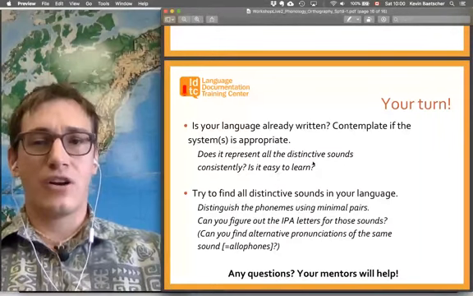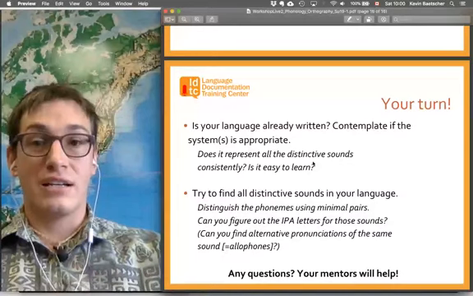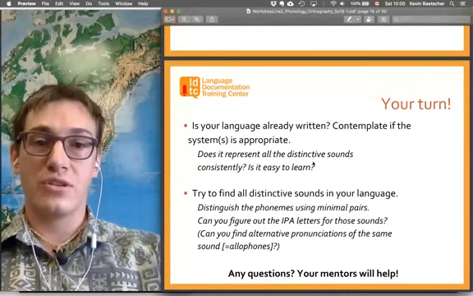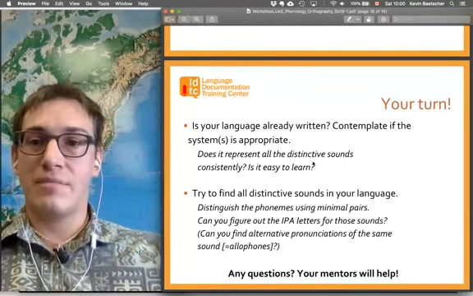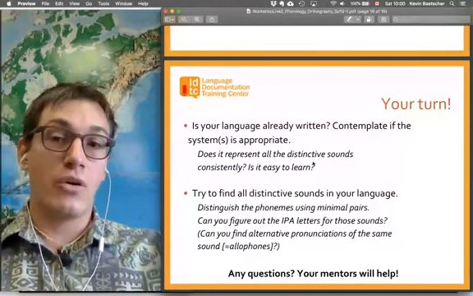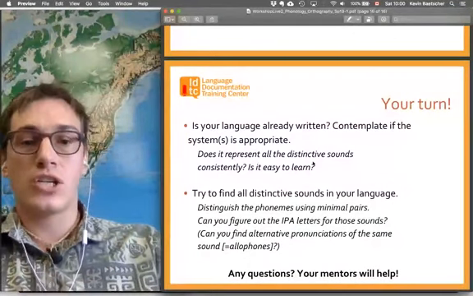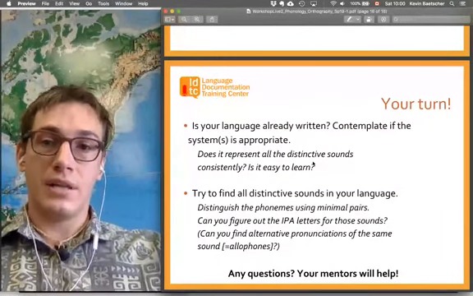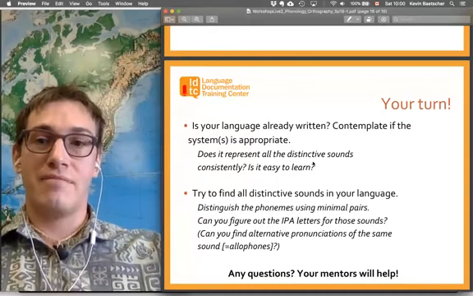Okay, so try and look for some minimal pairs to really pin down those different distinctive sounds. Do you want to try and figure out the corresponding IPA letters for those sounds? Do you know some sounds that have different variants depending on where they are placed in a word? Are you aware of different ways to pronounce the same phoneme? Those are all questions that would be really useful for you to document, and let us know on Facebook, and let your mentors know how you're doing.